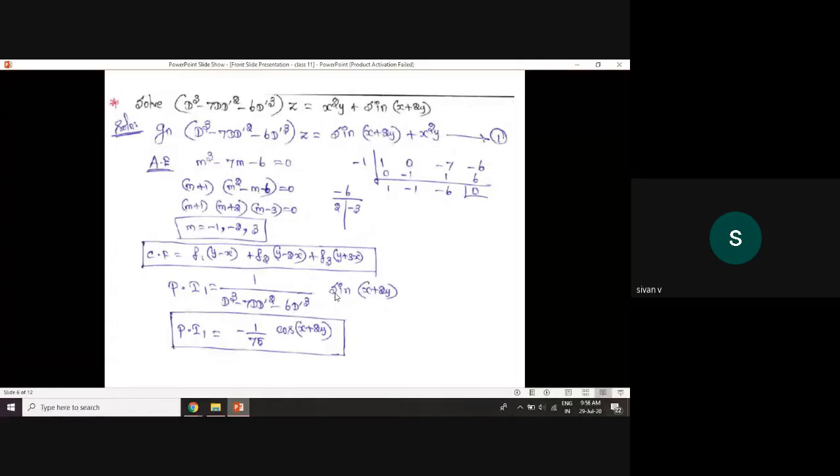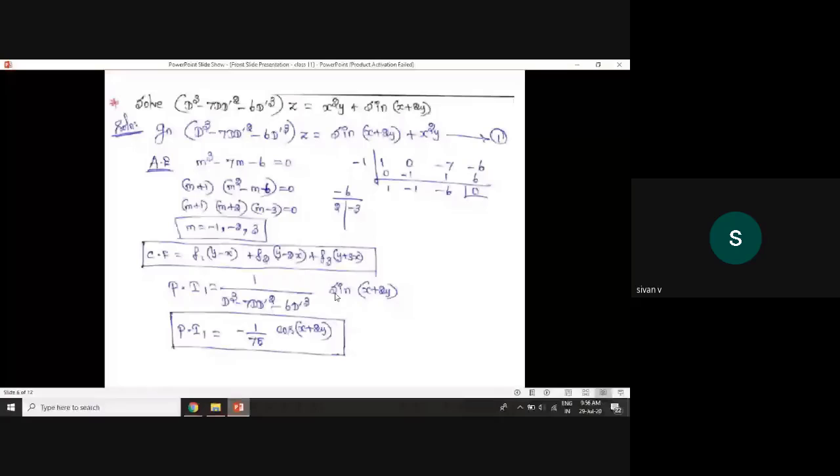Okay, next problem, d cube minus 7d d dash square minus 6 d dash cube of z equal to x square y plus sin of x plus 2y. Students, on the right hand side, what are the parts? Can you tell me? Just see the screen and tell me. Right hand side, what terms are there?